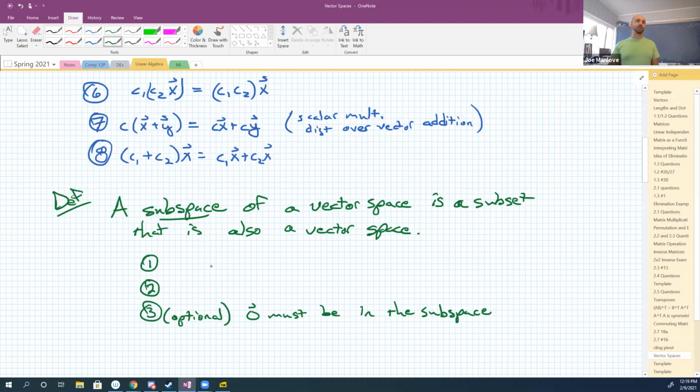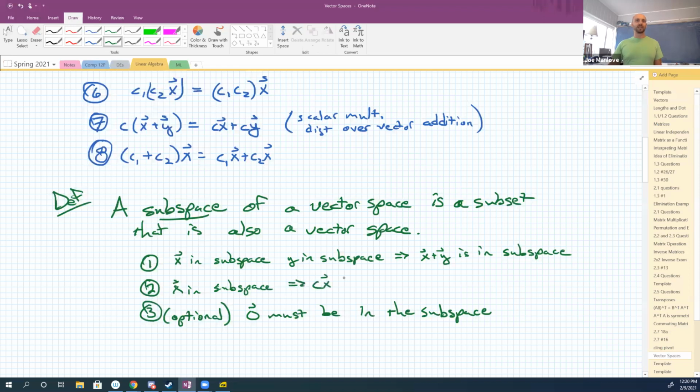The other two conditions that I need to check are: X in the subspace and Y in the subspace implies that X plus Y is in the subspace. And that X in the subspace implies that CX is in the subspace, for any scalar C. You guys with me on this?